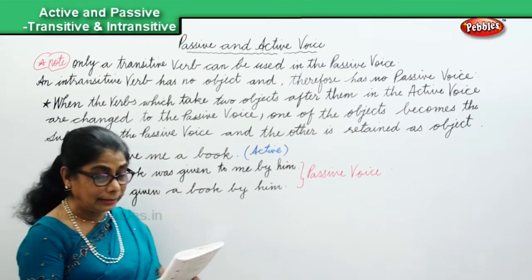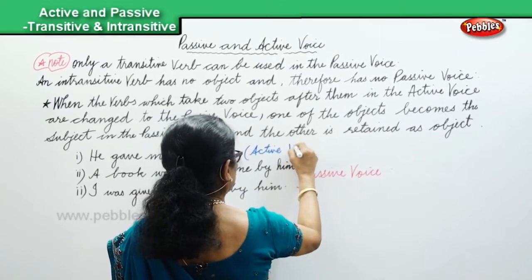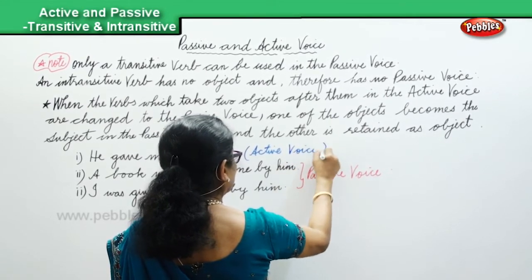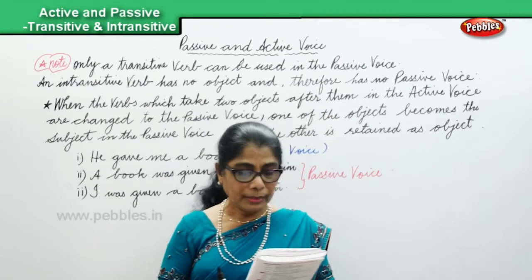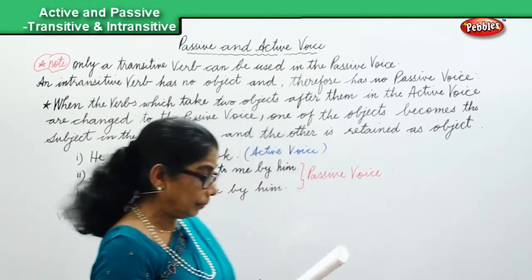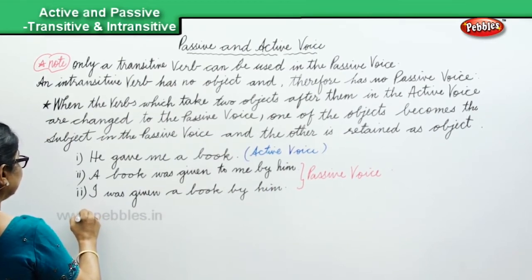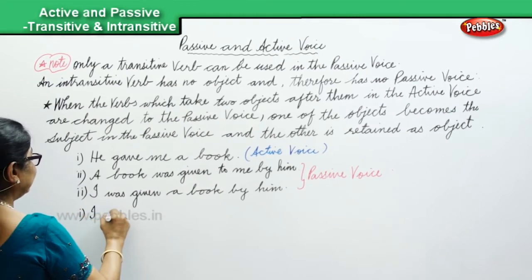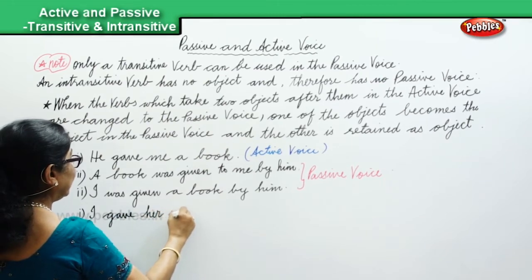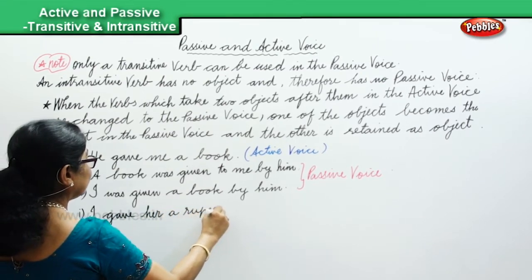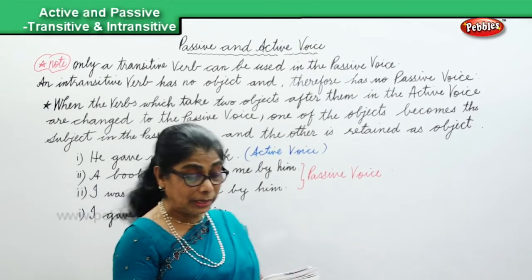Okay, now I'll give you another sentence, active voice. Now another sentence I have here for you is, I gave her a rupee. I gave her a rupee, and that becomes the active voice. You're giving. Actually, it is happening.